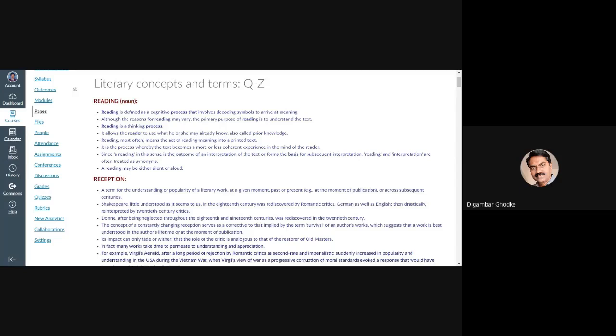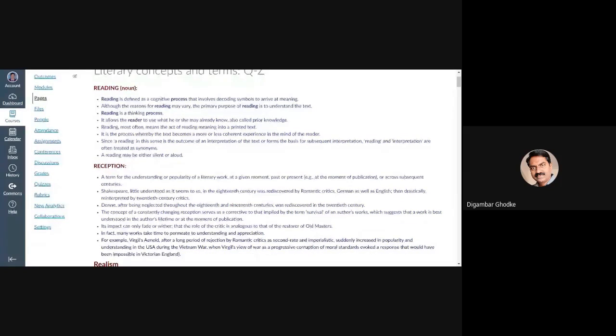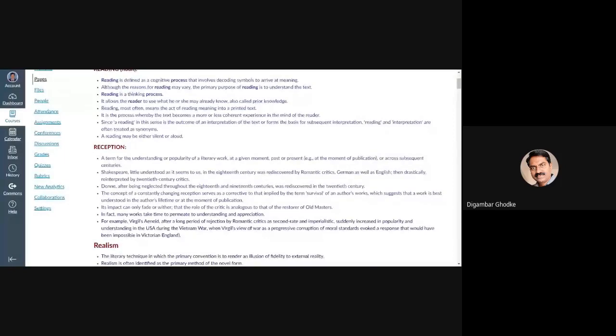Reading most often means the act of reading meaning into a printed text. So it is the process whereby the text becomes a more or less coherent experience in the mind of the reader. So reading in this sense is the outcome of an interpretation of the text or forms the basis for subsequent interpretation. So it is a process of interpreting the text. We try to interpret, and based on that, further we go on interpreting the text. So reading and interpretation are often treated as synonymous. They are synonyms in this sense.